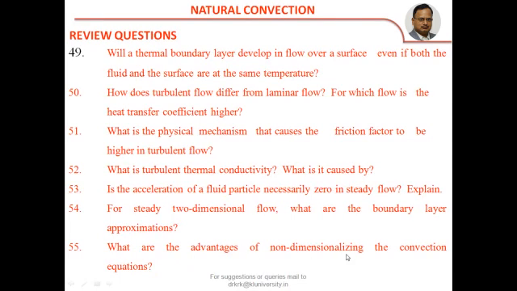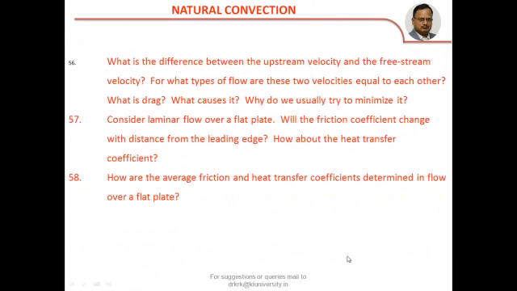What are the advantages of non-dimensionalizing the convection equation? And now these questions are from forced convection. What is the difference between upstream velocity and the free stream velocity? For what type of flows are these two velocities equal to each other? What is drag? What causes it? Why do we usually try to minimize it?